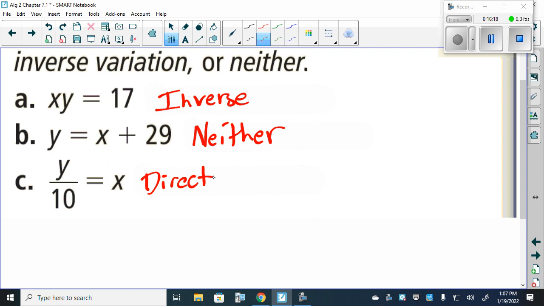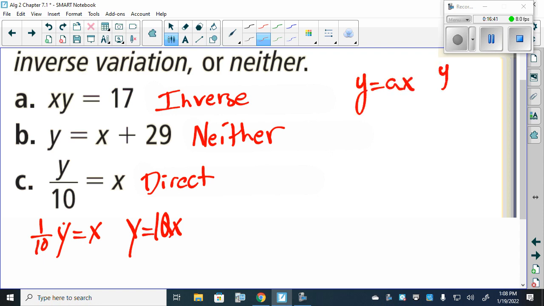Is really, we can think of this as either y equals 1/10 x, or y is equal to 10x, because we can multiply both sides by 10. Because also, if we look at any of the three here, y equals ax, or y divided by x is equal to a, y is equal to a divided by x, or x times y is equal to a.